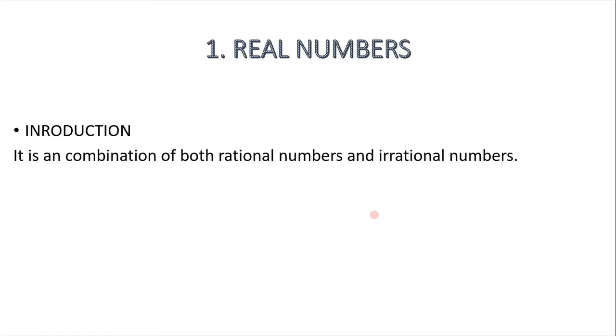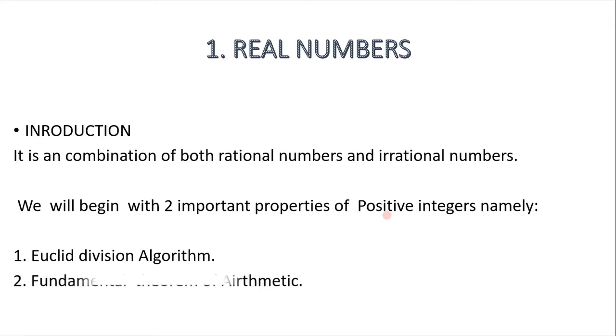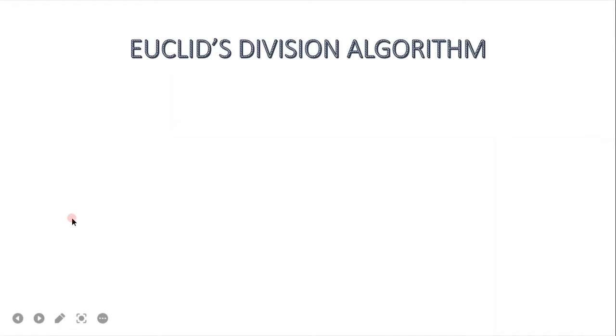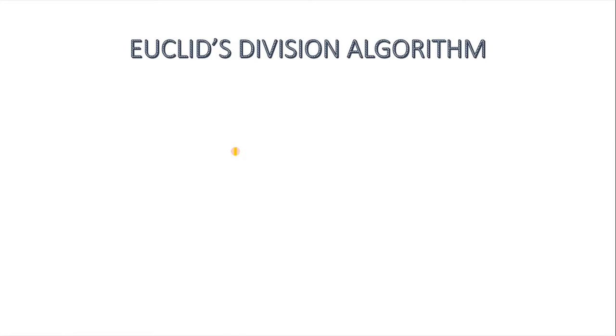Okay. In this chapter, we mainly focus on two important properties of positive integers. They are namely Euclid's division algorithm and second, the fundamental theorem of arithmetic, right? Euclid's division algorithm states that when any positive integer a is divided by another positive integer b, then the remainder r, which we obtain in the division process, is always less than the divisor b. That is, the range of r always lies between 0 less than or equal to r less than b.